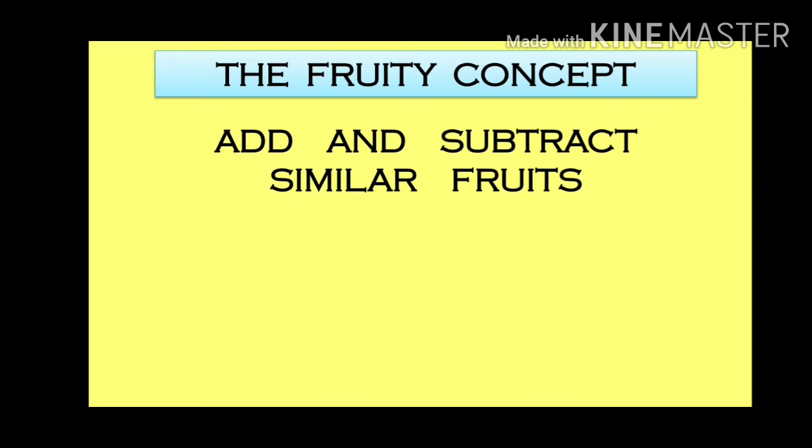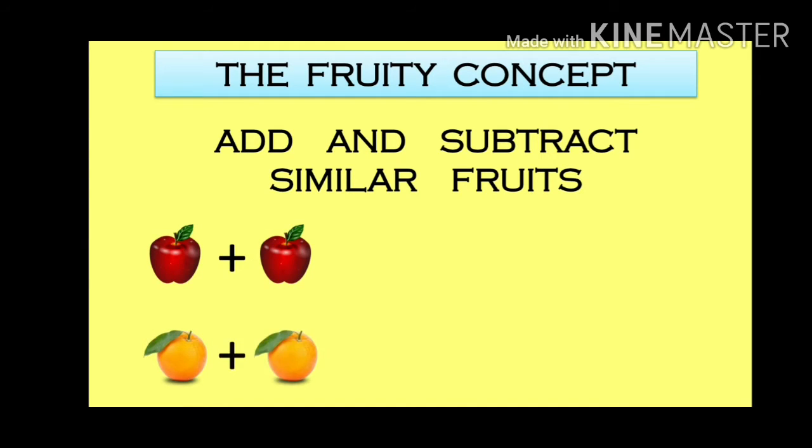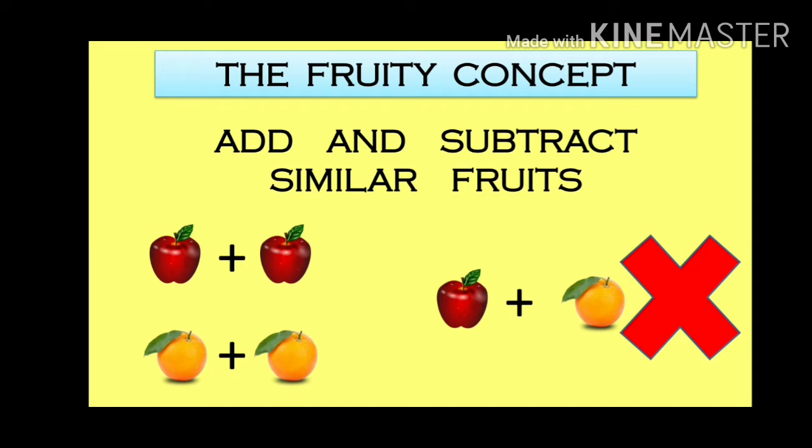The fruity concept says that we can add and subtract similar fruits, like an apple we can add to an apple, oranges with oranges. That's the fruity concept. Apple with apple, orange with orange. Apple and orange together, it's not possible to count. Together we cannot count them.